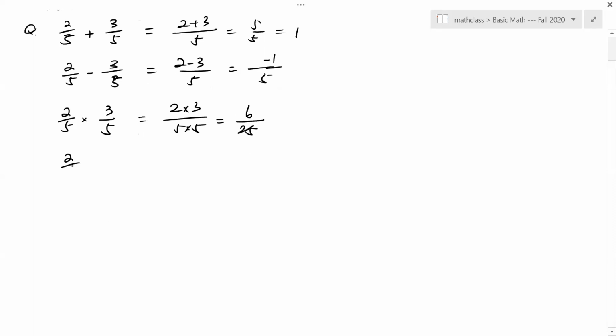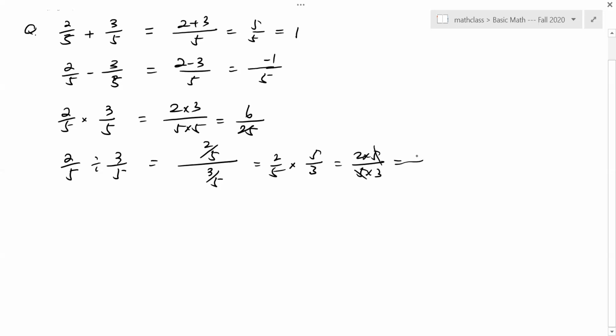Now, how about the division? 2 over 5 divided by 3 over 5. When you say A divided by B, this means A over B. This also can be written as a fraction divided by another fraction. Now, how do you simplify this? Well, if it's a division, you can change it to multiplication. When you change to multiplication, dividing by 3 over 5 becomes multiplying by 5 over 3. Then you will get 2 times 5 over 5 times 3, and 5 cancel out. It'll be 2 over 3.